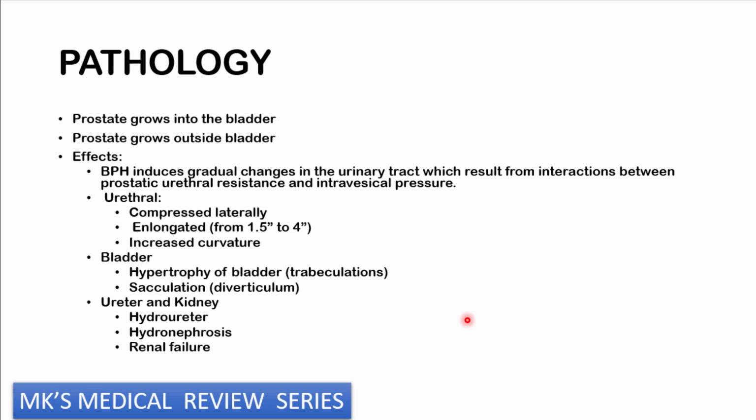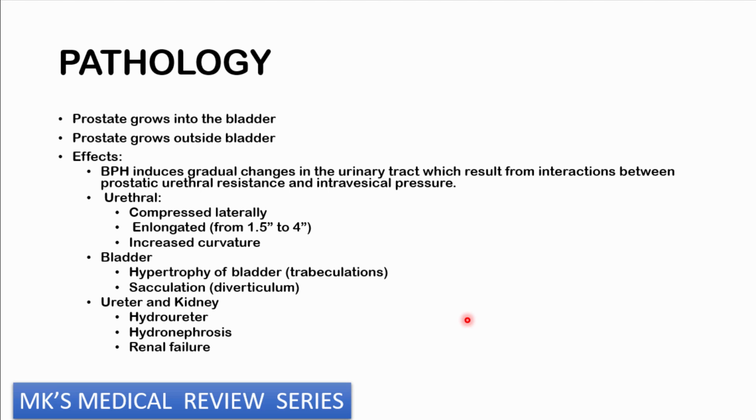So remember that BPH is going to be inducing gradual changes in the urinary tract, which result from interaction between the prostatic urethral resistance and the pressure inside of the bladder, what is referred to as the intravesical pressure. So the urethra may be compressed laterally by the enlarging prostate. It may elongate from about 1.5 inches to about 4 inches. It's also going to show an increase in curvature. The bladder may begin to hypertrophy and show some trabeculations, or there may be some diverticula that may form. So there may be some saccules that may be seen in the bladder.